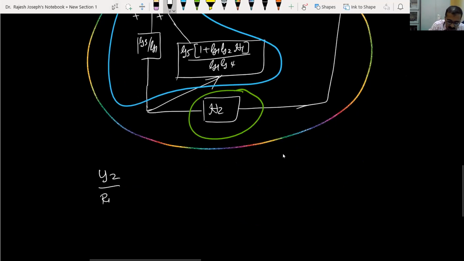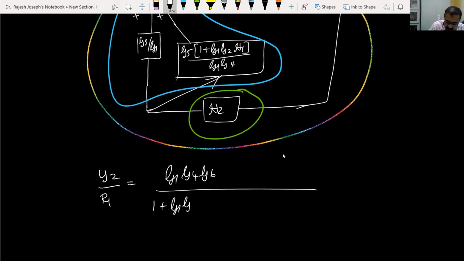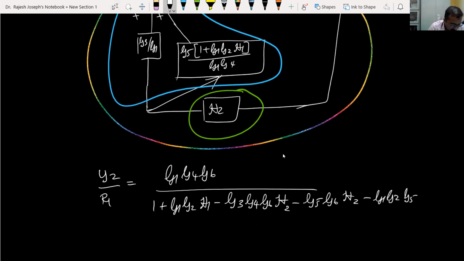Y2 by R1 will be G1, G4, G6 whole divided by 1 plus G1, G2, H1 minus G3, G4, G6, H2 minus G5, G6, H2 minus G1, G2, G5, G6, H1, H2. This will be your final transfer function. So in this way you can solve block diagrams which have multiple inputs and multiple outputs.